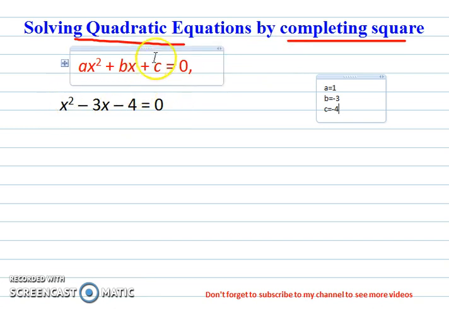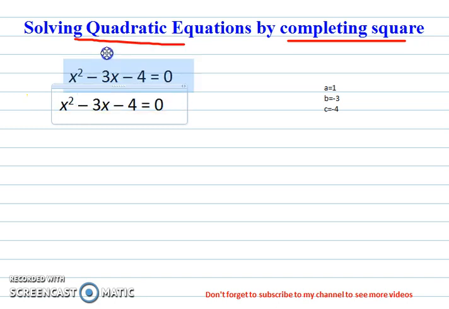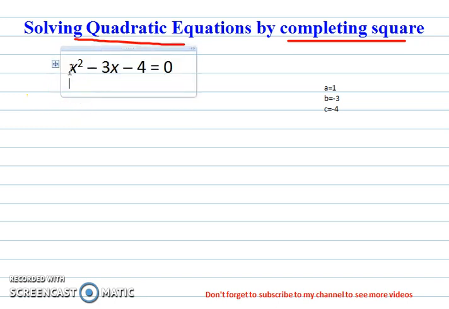The first thing you need to do is to verify if the coefficient of x squared is greater than 1. If it's greater than 1, you need to divide each term by the coefficient of x squared. But in our case, the coefficient of x squared is only 1, so we don't need to divide each term by the coefficient of x squared. We can just go ahead and move to the next step.